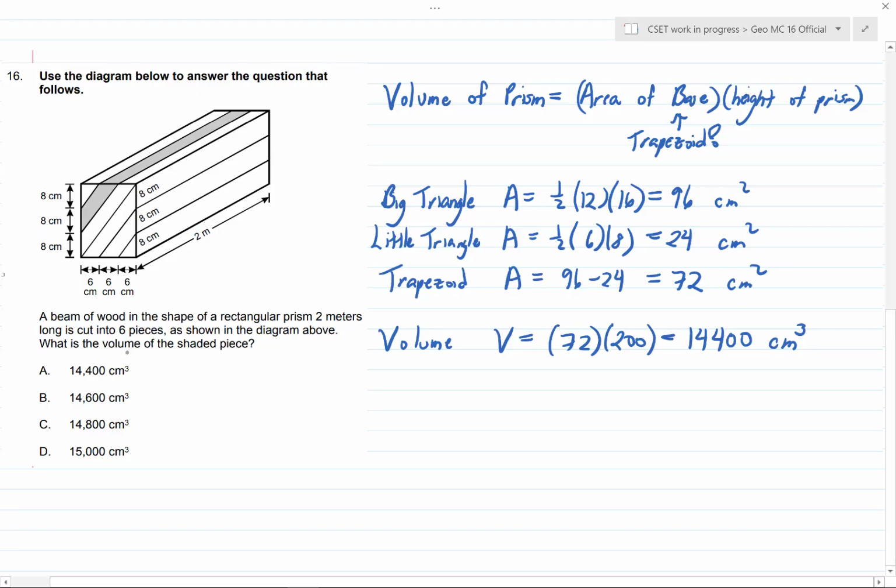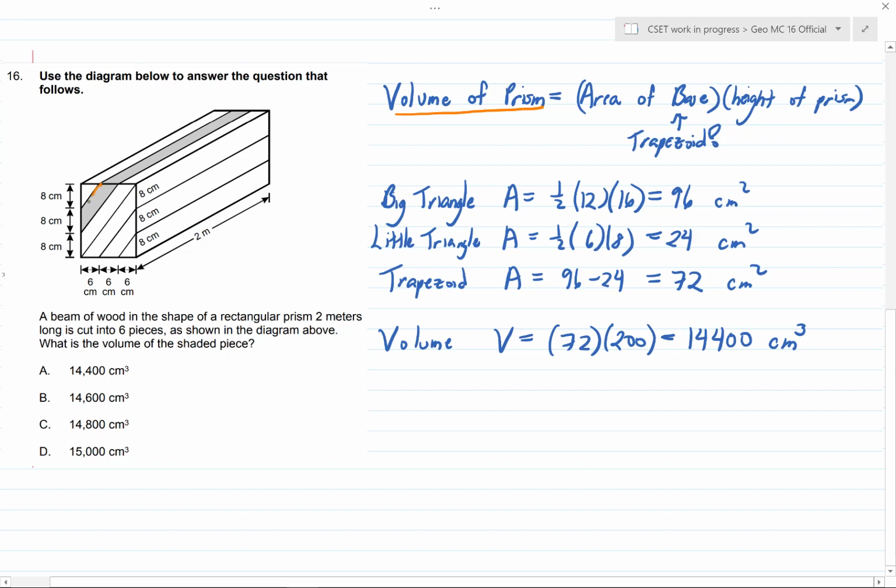So we want to find the volume of just this shaded part. And we notice that this shaded part is a trapezoidal prism. It's got a trapezoid at the front and a trapezoid in the back, and they're connected. So we pull out our volume of a prism formula, and we know it's just the area of the base, so the area of that trapezoid times the height of the prism.